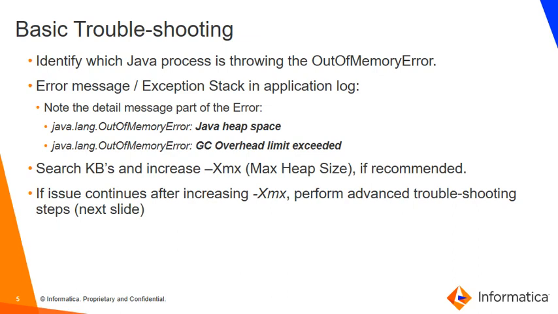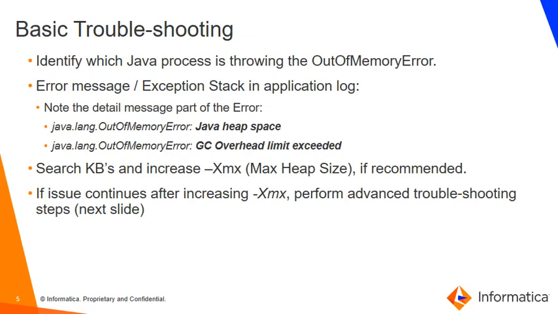Once identified, check the log files corresponding to this Java process. Make a note of the detailed message besides the out of memory error. For example, Java heap space or GC overhead limit exceeded. This gives an indication of what caused the error and is critical information for troubleshooting.